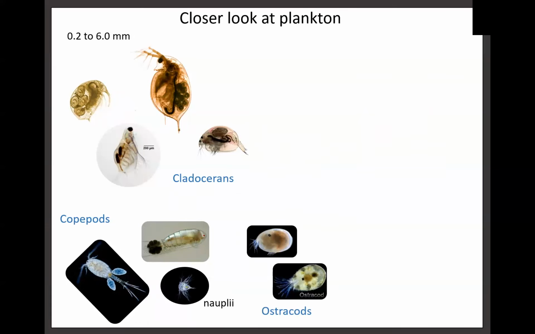So zooplankton are a very diverse group of animals that fall into several major taxonomic groups that I'm going to talk about today. Although microscopic, some of the larger groups include cladocerans, copepods, and ostracods. The cladocerans can be found in multiple types of habitats, but many are planktonic. They live in the water column.